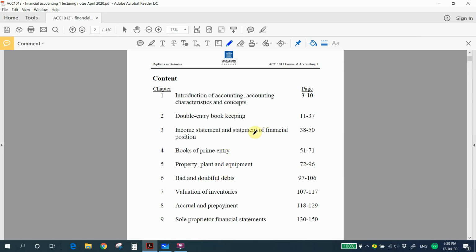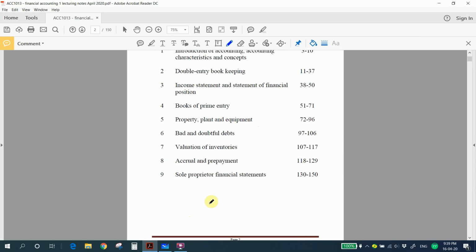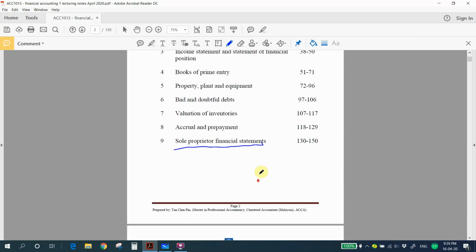So this FA1, we have 9 chapters. We start from introduction of accounting, we learn what is the double entry, and up to the preparation of the complete financial statement for a sole proprietor. So let's start. Chapter 1.